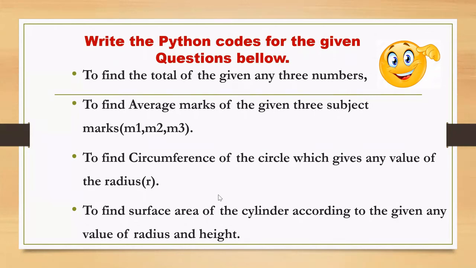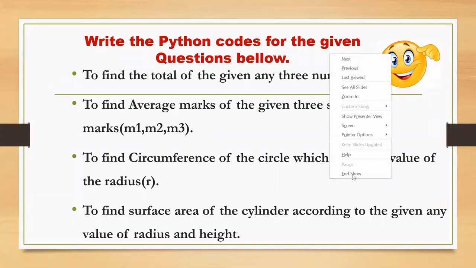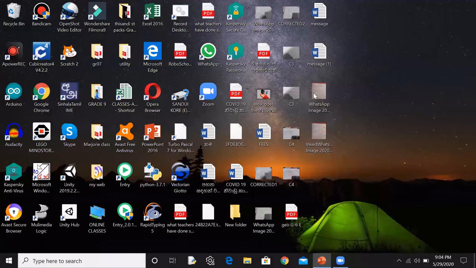Right? Okay. Now I have to share the screen. Okay. Right. Now you can see, right, so you can see the desktop, right? I think you can see the desktop. Yes. Now I have to open the Python code, right?